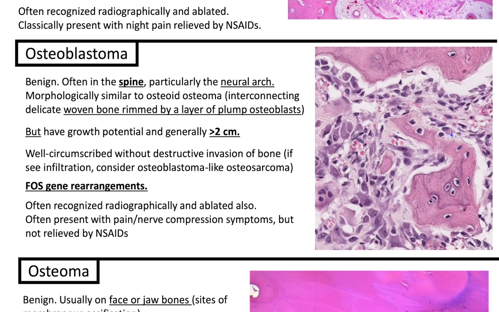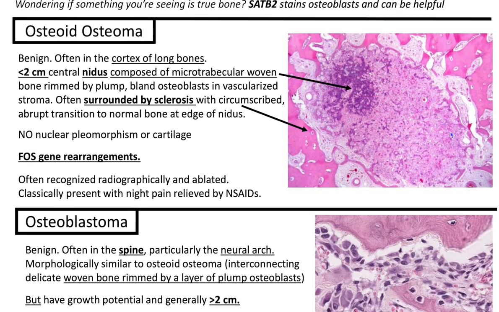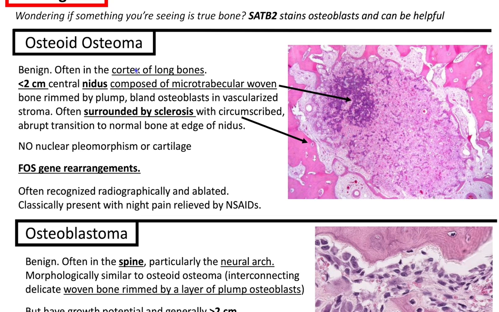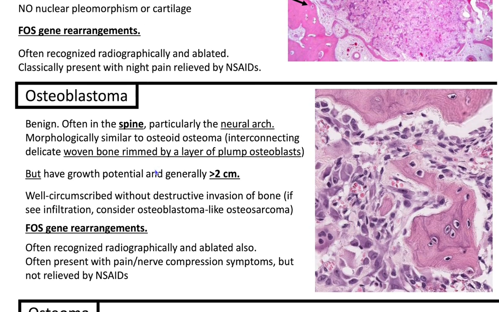Osteoblastomas have growth potential, and generally are greater than or equal to 2 centimeters, in contrast to your osteoid osteoma. They also have FOS gene rearrangement, and they are well circumscribed without destructive invasion of bone. If you do see infiltration, consider osteosarcoma, more specifically your osteoblastoma-like.